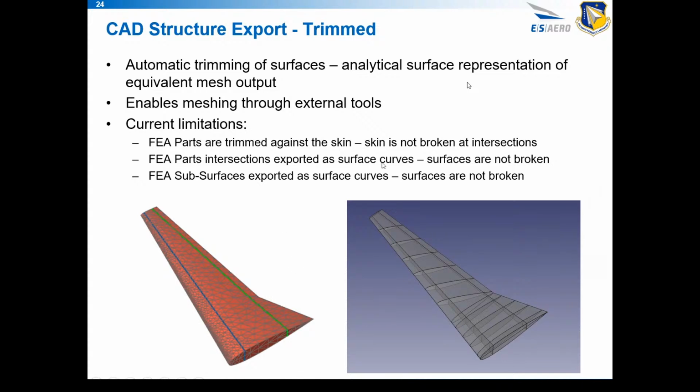Subsurfaces are just exported as surface curves, so the surface isn't broken up where you place your FEA subsurfaces either. And intersections between FEA parts, I'm not sure if you guys can see my mouse, but something like this where we have the spar intersecting the rib, this is not breaking up the rib into a leading edge surface, a middle surface, and a trailing edge surface. It's still a single surface, and we just identify this intersection curve as a surface curve in the export files. These are all things that we might be able to do to improve the tool, but at the moment, this is just what to expect.